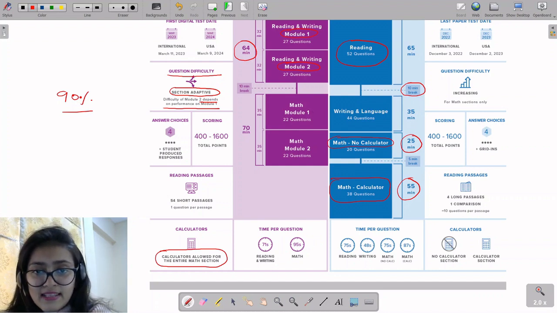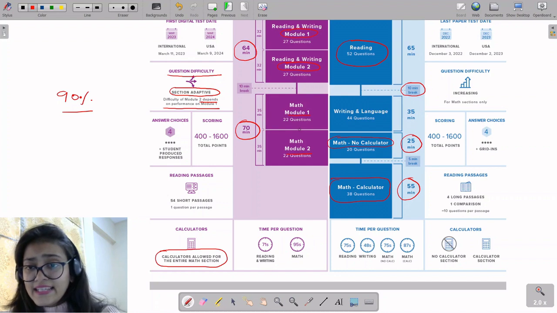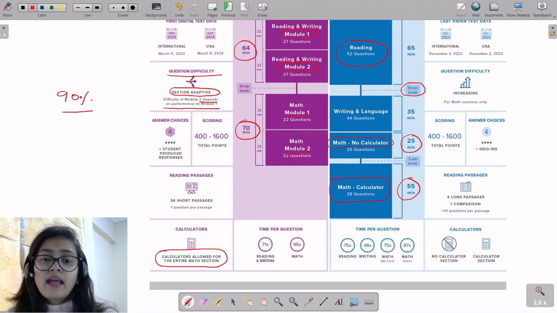So that's about the math section, and again the math section is divided into 2 modules, Module 1 and Module 2. For each module, you're going to have 22 questions and you'll get 35 minutes each. So in total, you're going to get 70 minutes for your entire math section. And again, the difference between Module 1 and Module 2 is that in Module 1 you'll get easy to moderate questions, and depending on your performance you will get questions in Module 2.